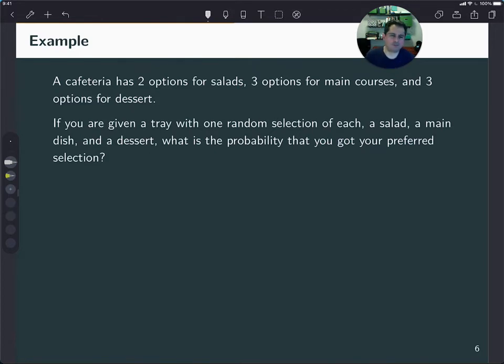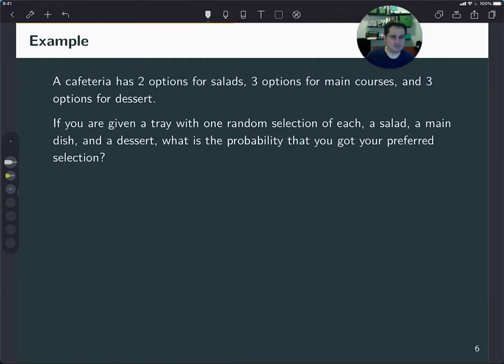Pretend you're at your work cafeteria, or out at a conference, and it gives you 2 options for salads, 3 options for main courses, and 3 options for dessert. You're given a tray with one random selection of each: a salad, a main course, and a dessert. What is the probability that you get your preferred selection?